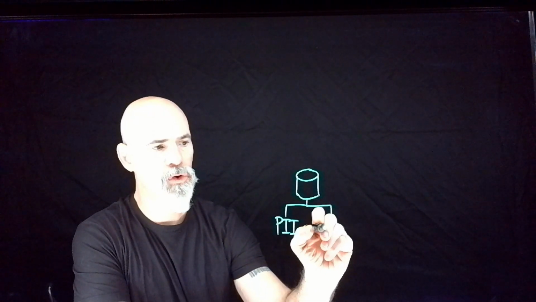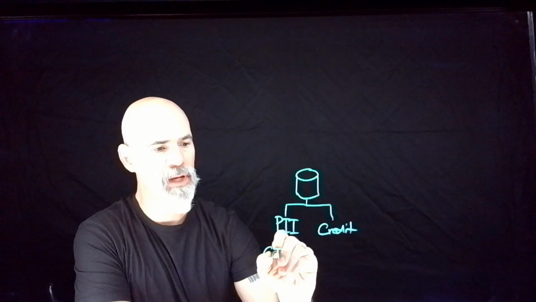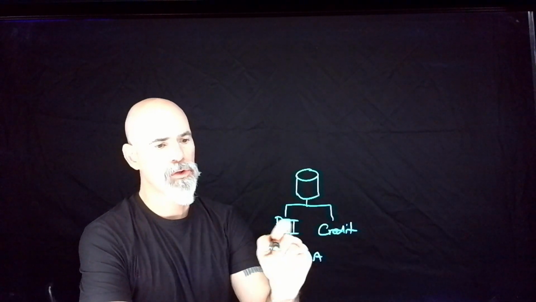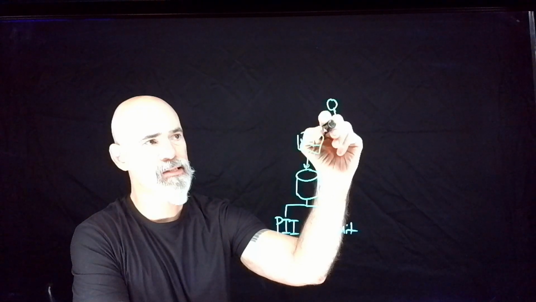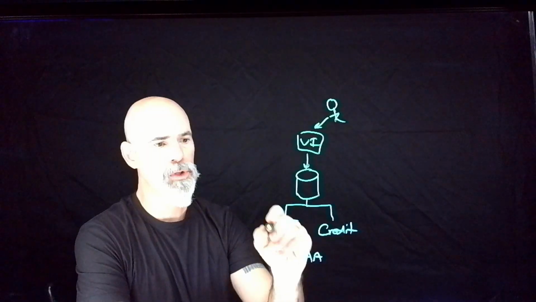So to help illustrate the CIA, let's talk a little bit about assets. And to illustrate this, let's think about a database that contains personally identifiable information or perhaps credit information. And we want to ensure that we're maintaining CIA AA. And in order to access this database, maybe there's a UI that users can access through a browser or something like that. The details aren't necessarily important here.